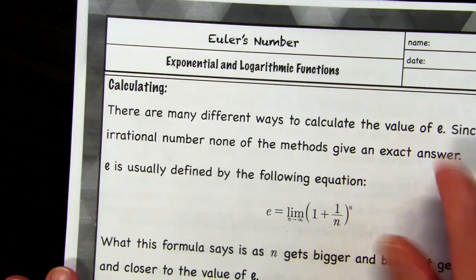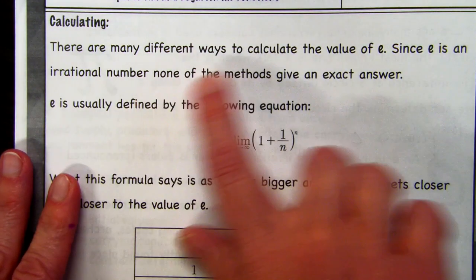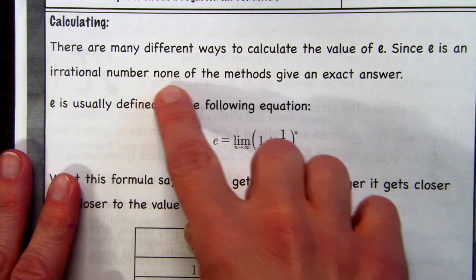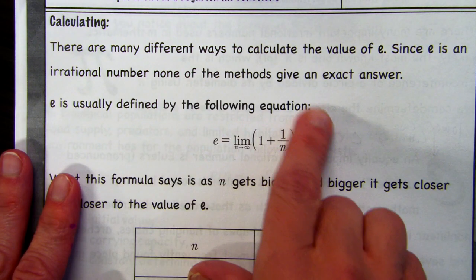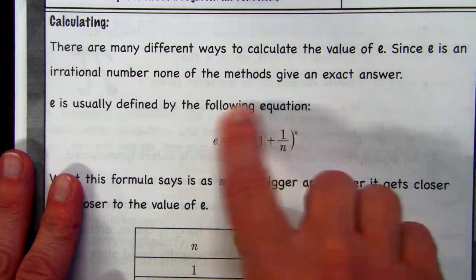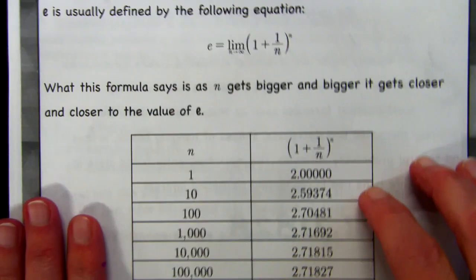If we turn the page, you do not have to write your name on every page because I stapled them together. There are many different ways to calculate the value of e. Since e is an irrational number, none of the methods give an exact answer. e is usually defined by this. Now this is getting into pre-calc and calculus, so don't get freaked out about the symbols. But what we are doing is using this formula.